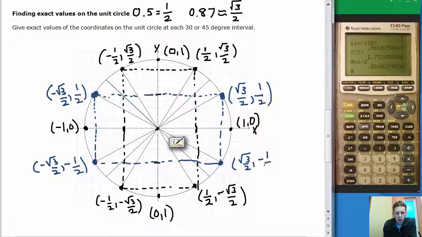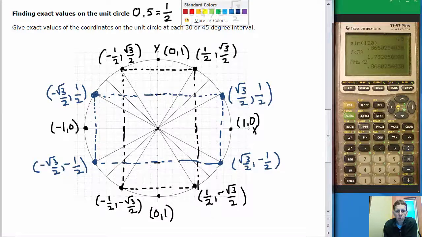And it's down negative 1/2. So all the points that I've labeled with this different color here have either root 3 over 2 or negative root 3 over 2 as the x-coordinates, and 1/2 or negative 1/2 as the y-coordinates. Changing my font one more time, we have one more value to find.